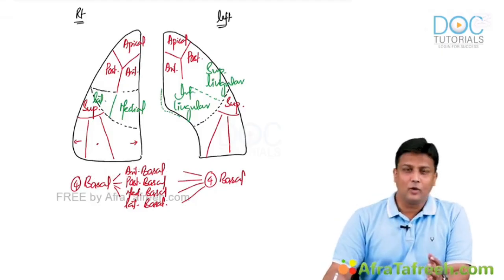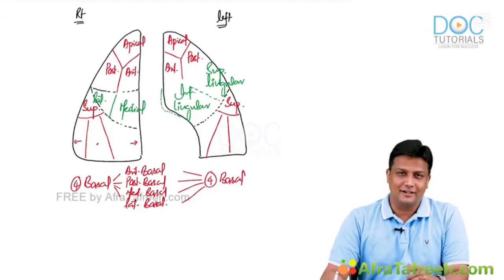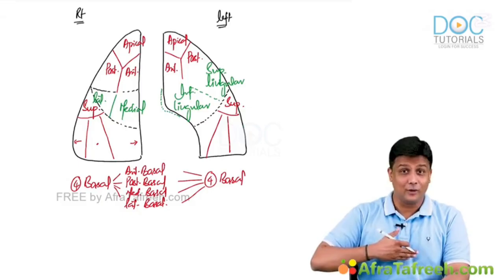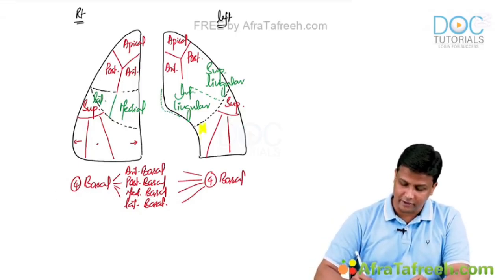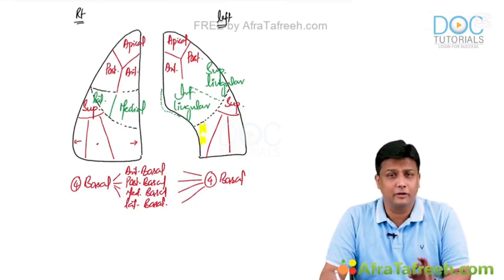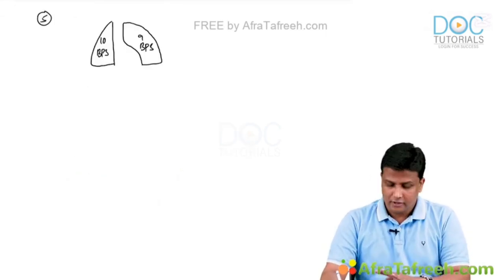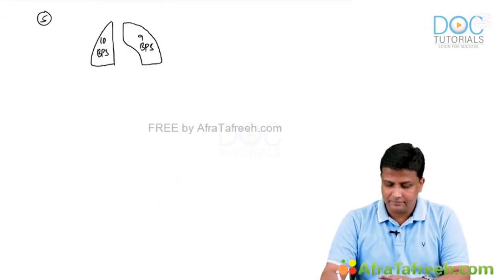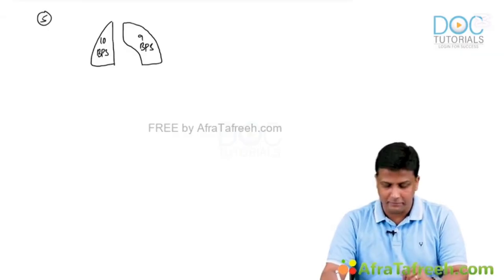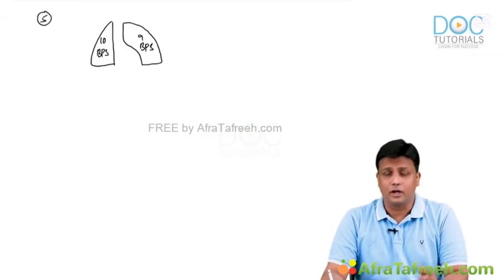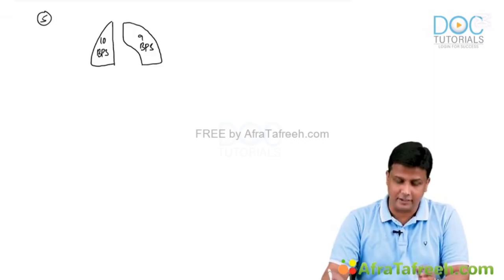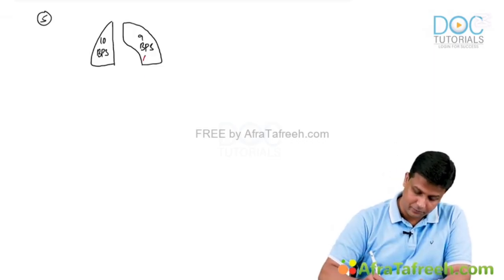Now in the left lung, what is going to happen? There will be a cardiac notch, and that cardiac notch is for accommodating your heart. And to accommodate the heart, the medial basal segment will most probably be absent. This has been asked many times in the exam, and it's so simple. Why do we have 9 bronchopulmonary segments in the left lung? To accommodate your heart, the medial basal segment will be absent.